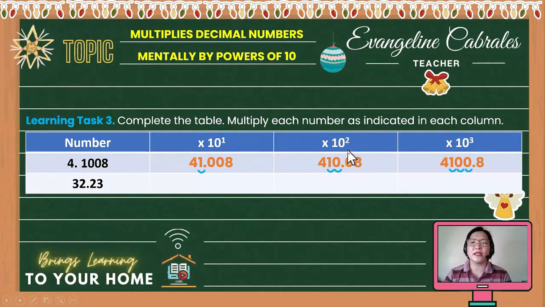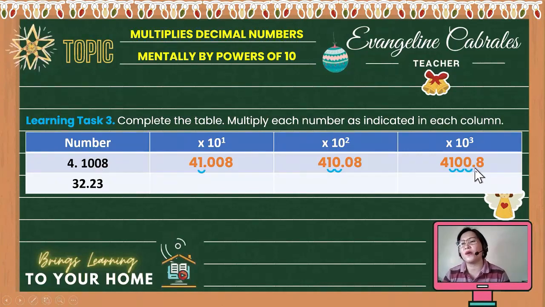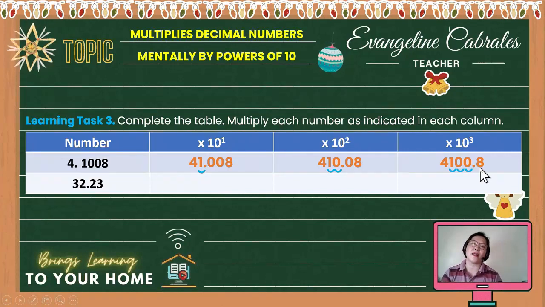Dito naman sa 10 to the power of 2, iuusod ng dalawang beses to the right. 1, 2. Kaya ayun, nasa pagitan na ng dalawang 0 ang decimal point. At dito naman sa times 10 to the power of 3, dahil 3 ang exponent, iuusod ng tatlong beses. Kaya nasa pagitan na ng 0 at 8 ang decimal point. Okay? So, let's have another example.